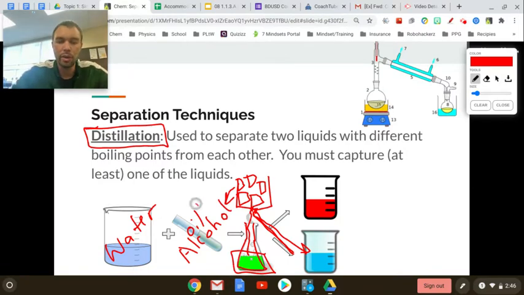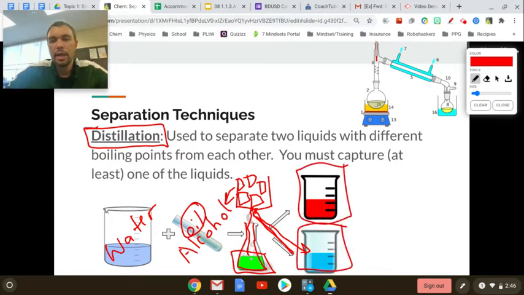Or if we're doing oil, oil has a higher boiling point than water. We could evaporate the water and collect the water here, and then the oil would be left behind. And so we could separate two liquids from each other using distillation.